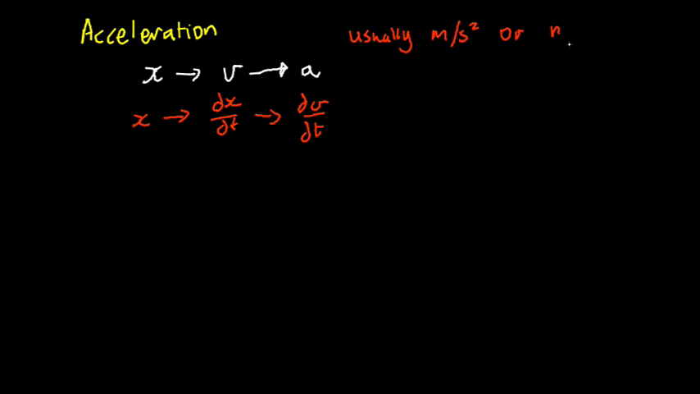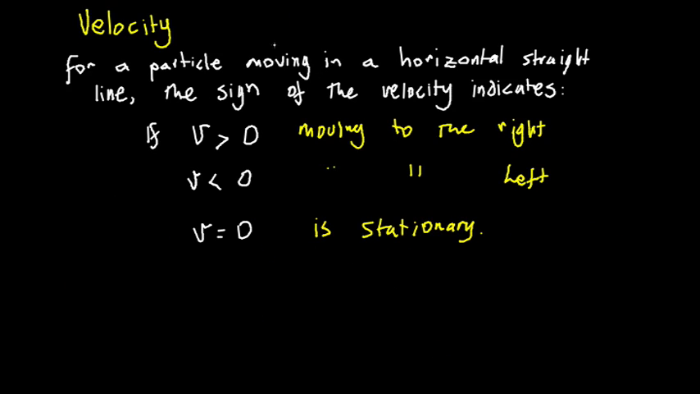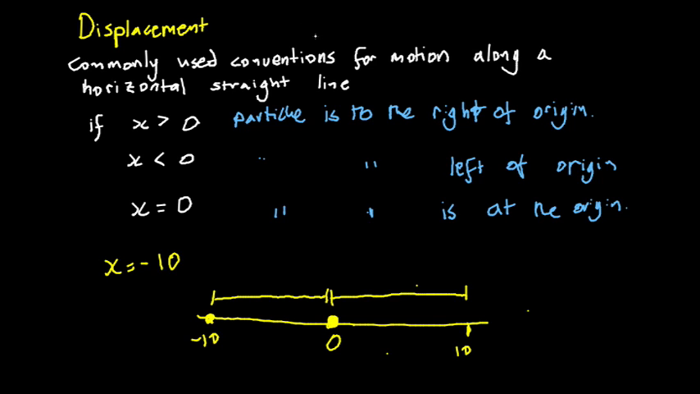Acceleration can sometimes be written as ms to the minus 2. It's just notation, whereas velocity usually is meters per second. And for displacement or the distance, usually kilometers or meters.